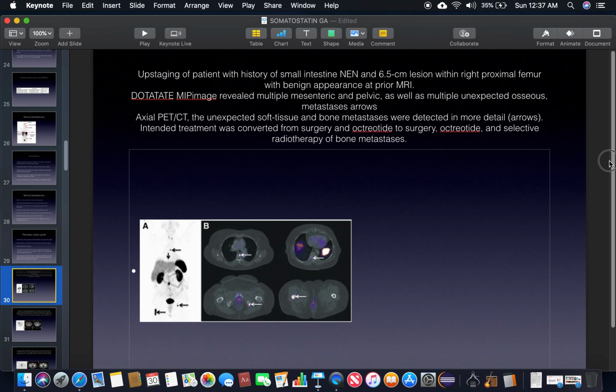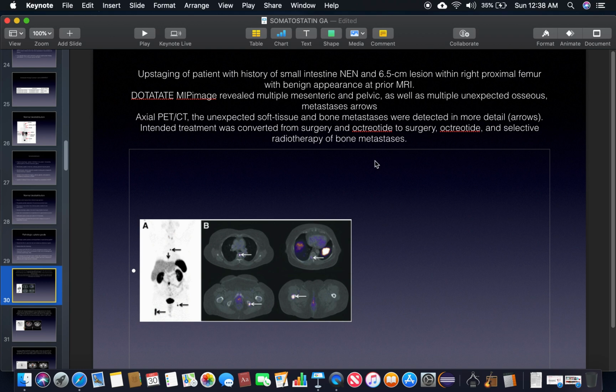Here's an example where a patient had a small intestinal neuroendocrine tumor, and they found a metastatic lesion in the right femur. Obviously, additional areas of metastatic involvement are shown by arrows. There is involvement in the chest, also in the abdomen, mesenteric and pelvic nodes were involved. And as we can see, here's a PET CT, which is showing uptake in the femur, and then also in the pubic bone and also in the vertebra.